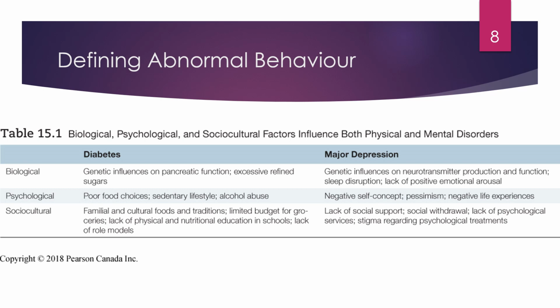In terms of psychological, diabetes can be influenced by poor food choices, sedentary lifestyle, and alcohol abuse, whereas major depression can be influenced by negative self-concept, pessimism, and negative life experiences. So you can see how psychological factors can influence both physical and mental disorders. And then finally, there are some sociocultural factors that influence both diabetes and major depression as well. So what we're doing is looking at a disorder through a biological, psychological, and sociocultural lens to help explain its onset, its prevalence, and the treatment of the disorder.